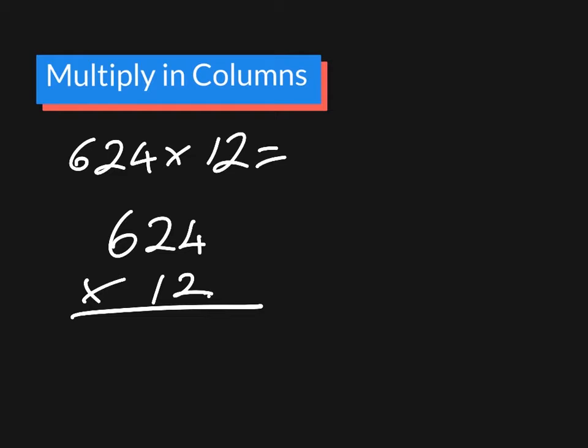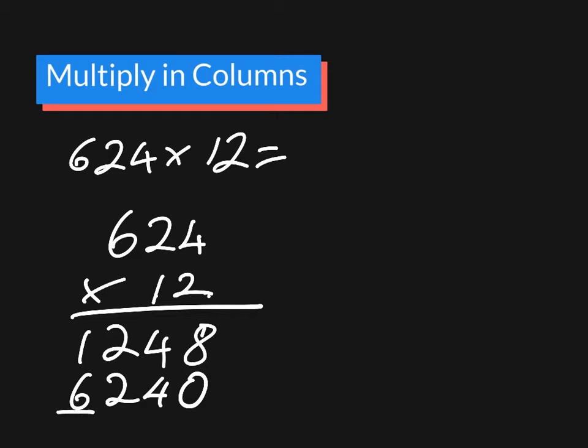So to start with, we multiply 2 by 4 is 8, 2 by 2 is 4, 2 by 6 is 12. Now we're going to move over to the tens place. So we multiply 1 by 4 is 4, and we're starting in the tens place, so you're going to put it in the tens place. Now if you want to put a 0 here as a placeholder, that's okay. 1 times 2 is 2, 1 times 6 is 6.